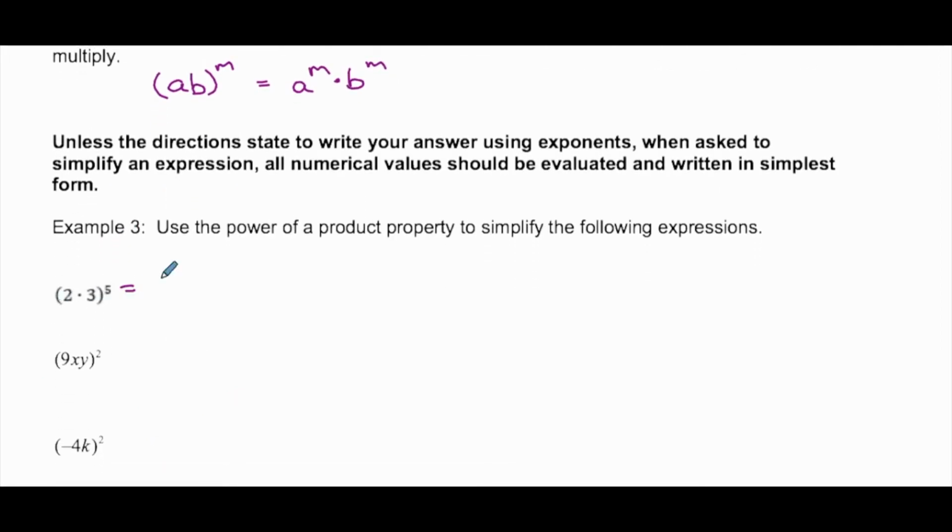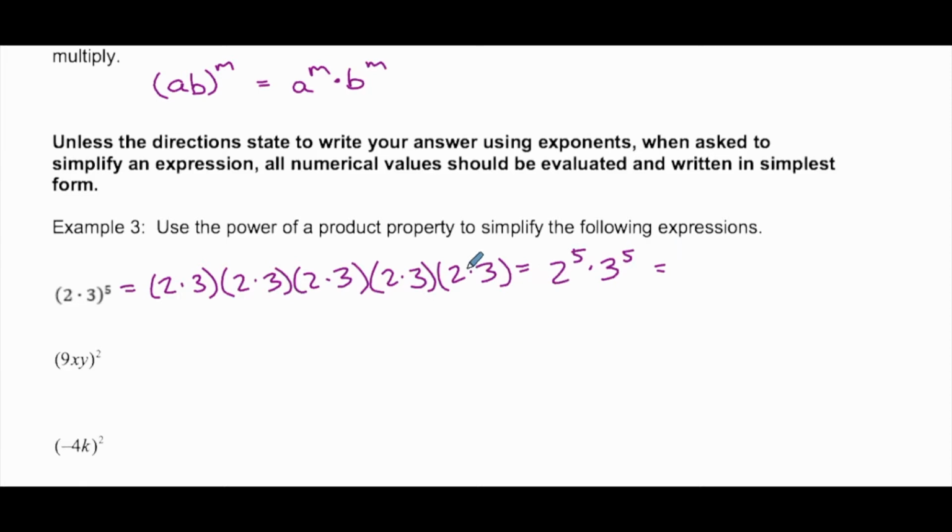2 times 3 to the 5th is the same as 2 times 3 times itself 5 times. 2 times 3, 2 times 3, 2 times 3, 2 times 3. That's 5 times. Since multiplication is commutative, I could do the 2 times 2 times 2 times 2 times 2, 2 to the 5th first, and 3 times 3 times 3 times 3 times 3, 3 to the 5th second.